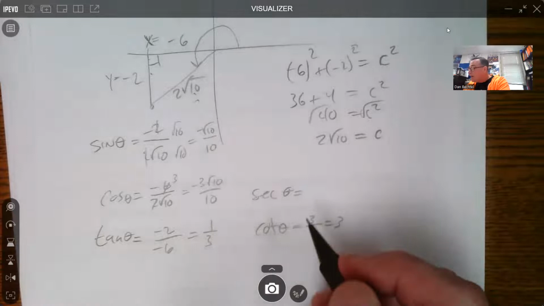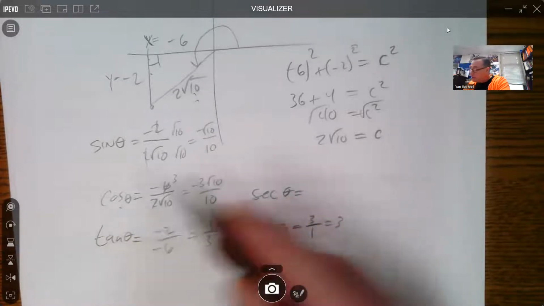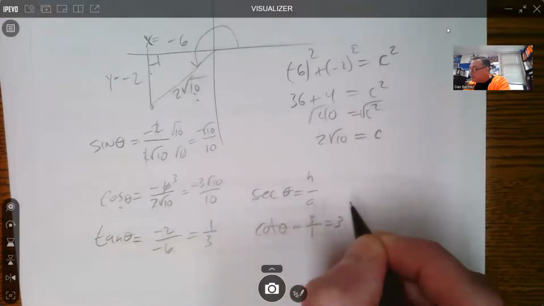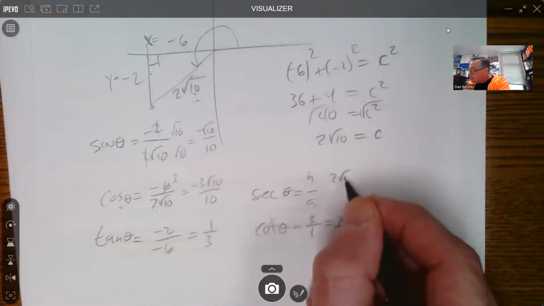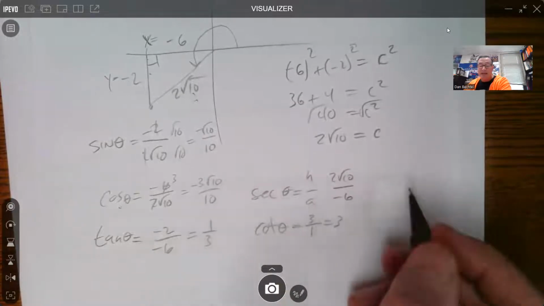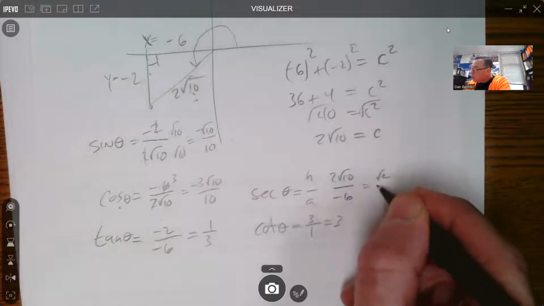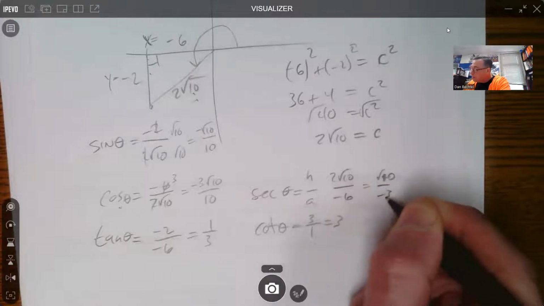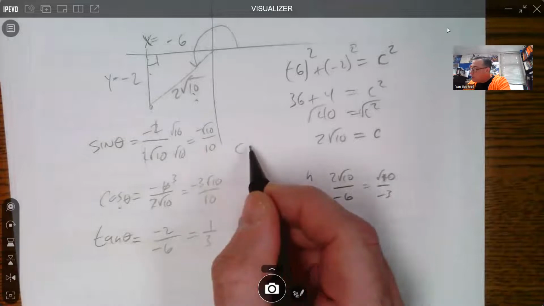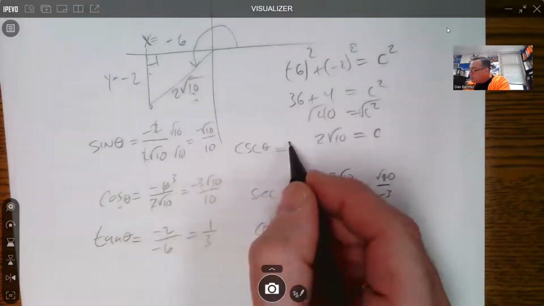So let's do it the other way. In this case, cosine is adjacent over hypotenuse. This would be hypotenuse over adjacent. Hypotenuse is 2 root 10. Adjacent is -6. That is a whole lot easier to deal with. So this is going to be root 10 over -3. And if I'm going to do the cosecant of theta, that is going to be, well, hypotenuse is 2 root 10.